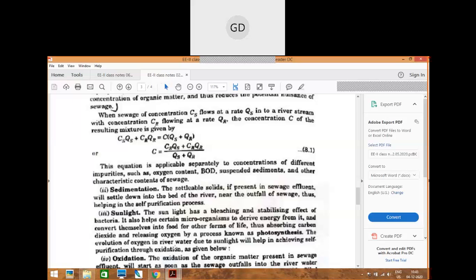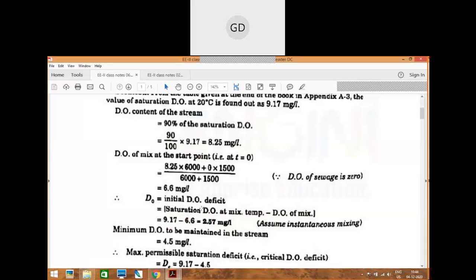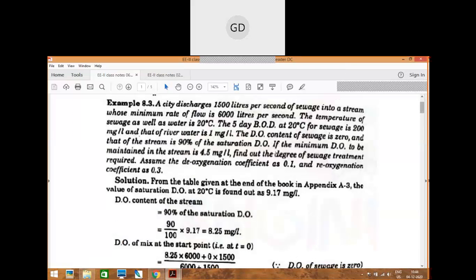So you have to apply this formula here to find out the DO content of the mixture at the start point. Here this 8.25 will be your CS, the concentration of the stream, into the discharge, which is 6000. It is given in the question: a city discharges 1500 liters per second of sewage into a stream whose minimum rate of flow is 6000 liters per second.